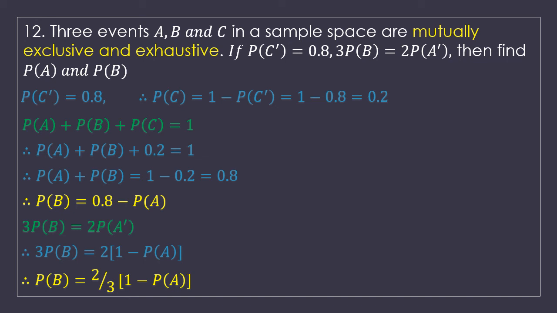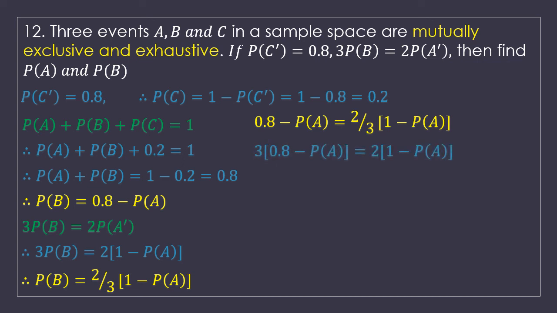That means P(B) has two values, and that means both these values must be equal because their left hand side values are equal. So I am going to take the liberty of writing them down like this: 0.8 minus P(A) is equal to 2 upon 3 brackets 1 minus P(A). Hope you guys got it. Now on the right hand side I have 2 upon 3, so that denominator 3 I am going to change to the numerator on the opposite side. It will be 3 times (0.8 minus P(A)) is equal to 2 times (1 minus P(A)).